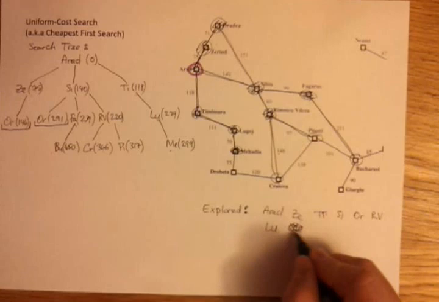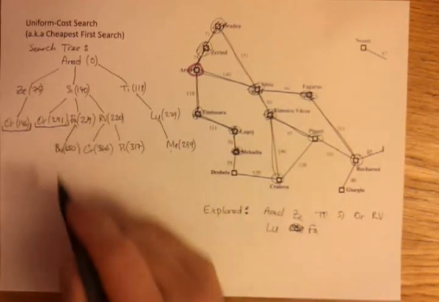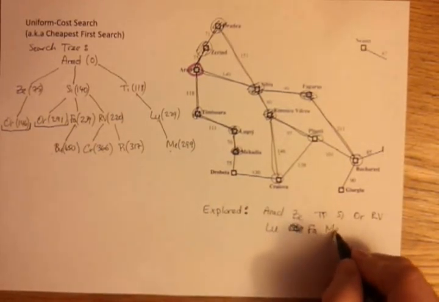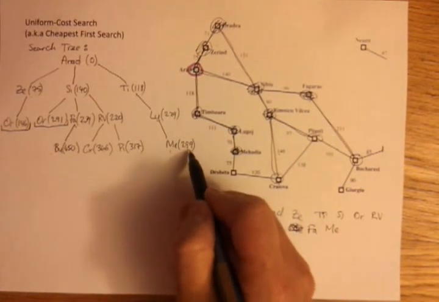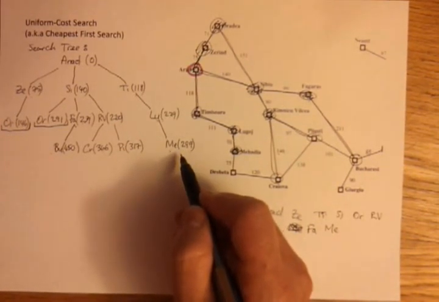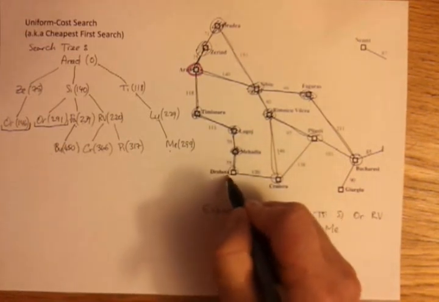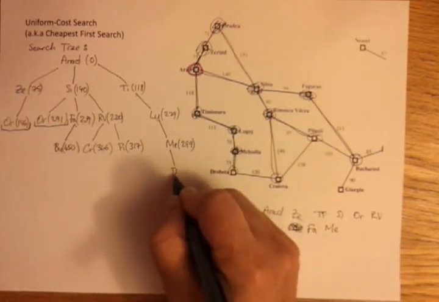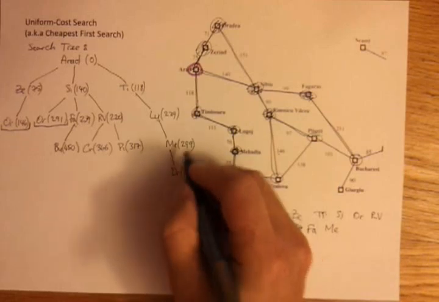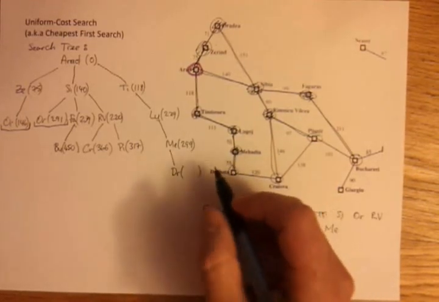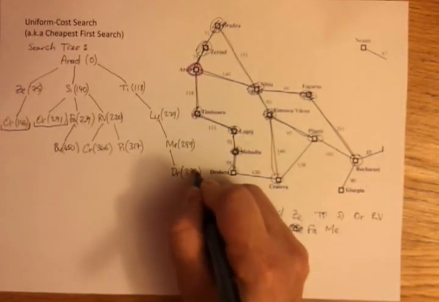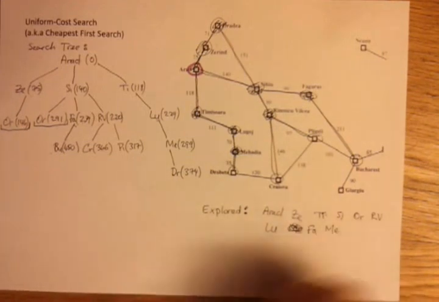Oh, I forgot to note Fa was already expanded. So the next one to note is Me at 299. Its only possible next node is Drobeta, DR. And the cost to get there is 299 plus another 75, which is 374. And that's Me expanded.